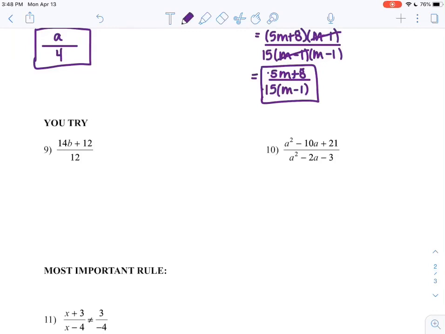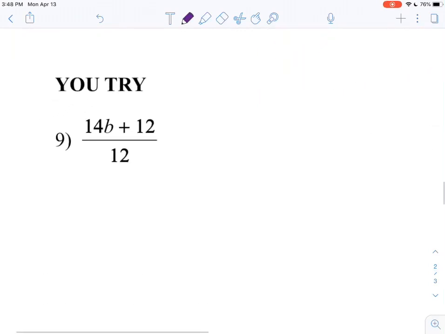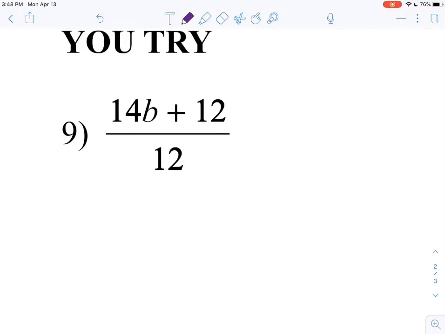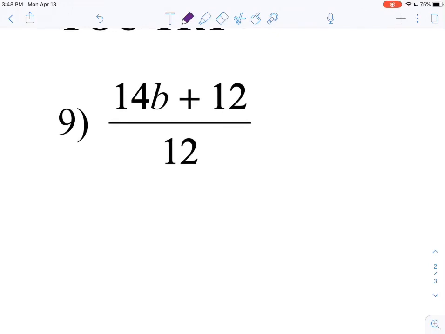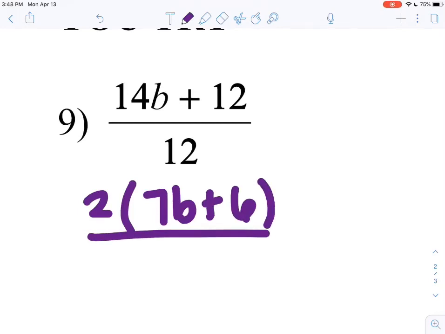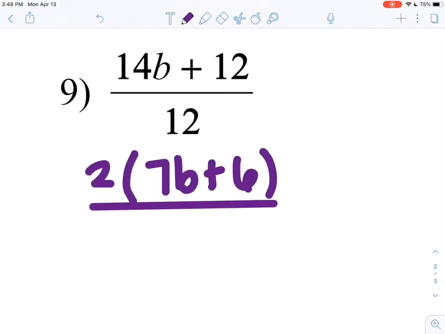Okay, so I have 2 U-tries. You could do them along with me, or you could try and see if you get the concept and then check back with your answer, replay the video. Okay, so with number 9, I could actually factor the numerator. So there is a GCF of 2. So I get 7b plus 6 in the parentheses over 12.